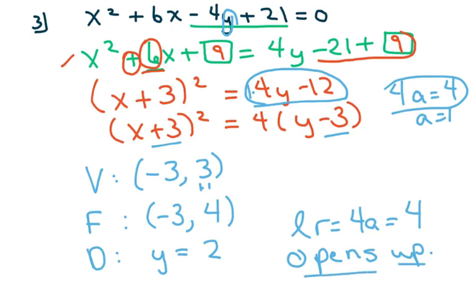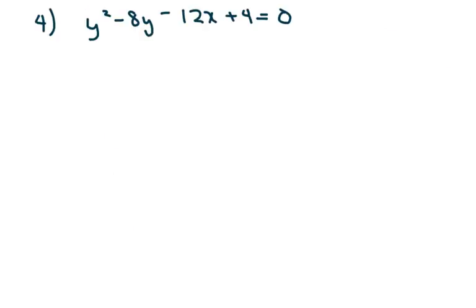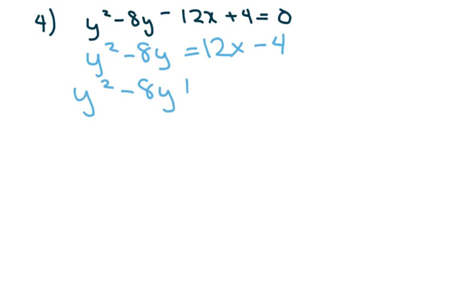Okay? Now, I have one more. I have the y, so I have y squared minus 8y. I'm going to move the 12x over, and the 4. Now what I want to do is complete the square.